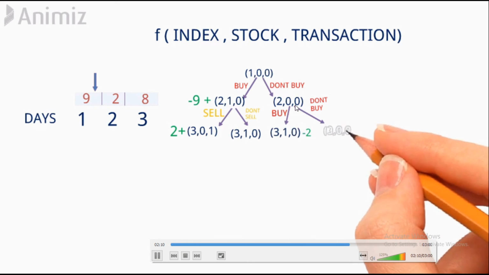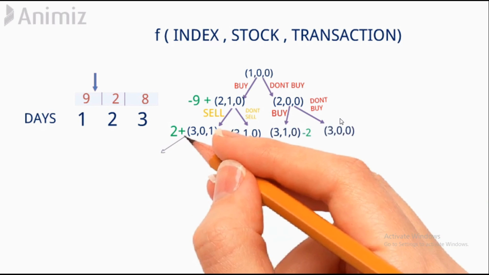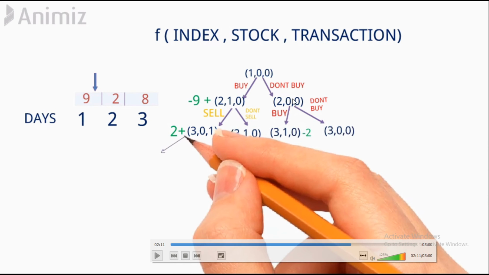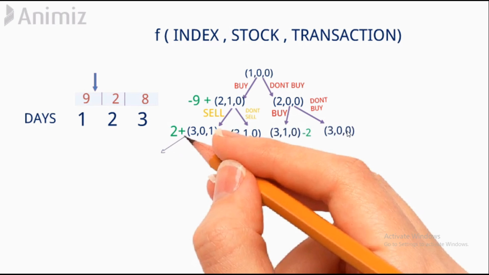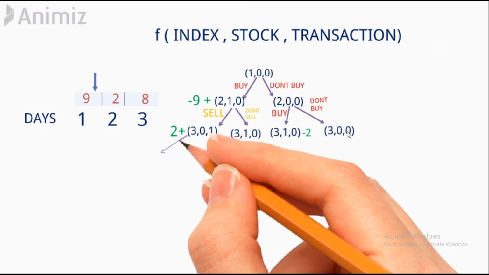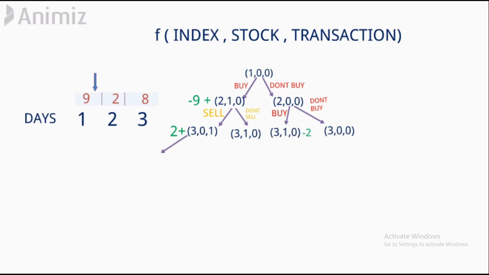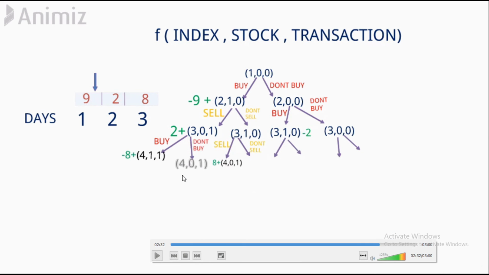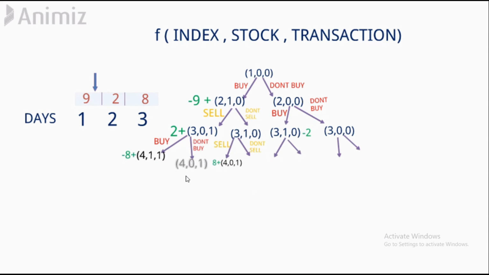And similarly, the don't buy section, you can trace it: the day increased, since I did not buy anything the stock remained 0, and since no transaction happened, the transaction also remained 0. And this will keep on going like this. The branches will keep on extending in the same manner. I am showing this one, the rest you can trace by yourself.